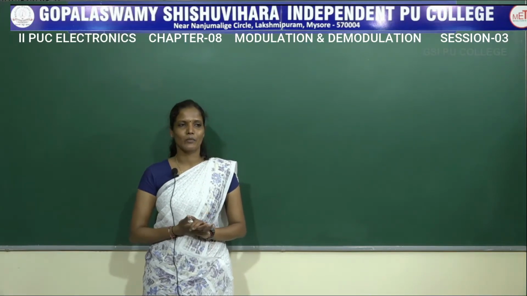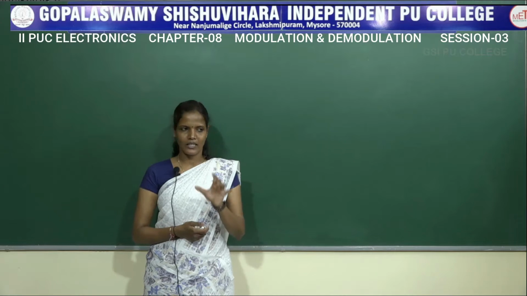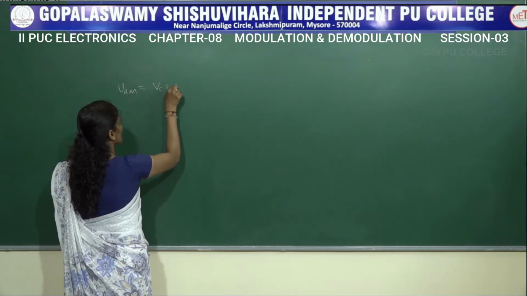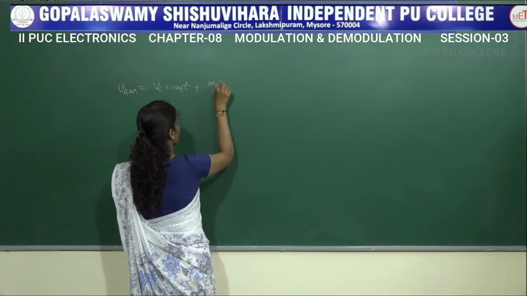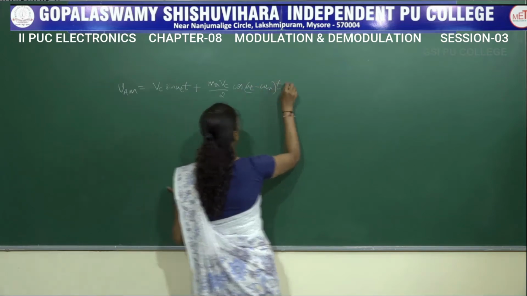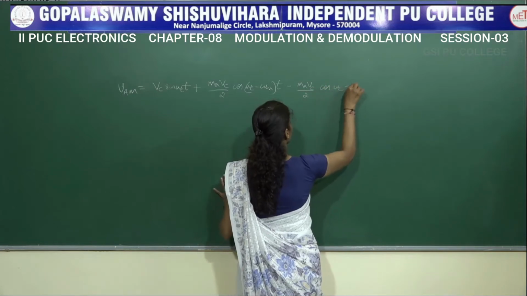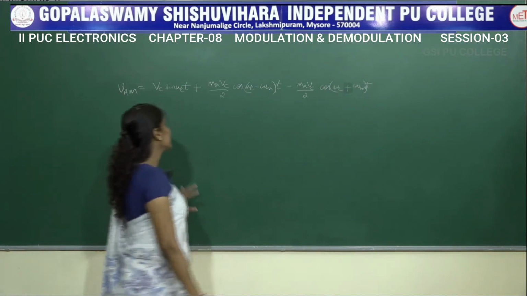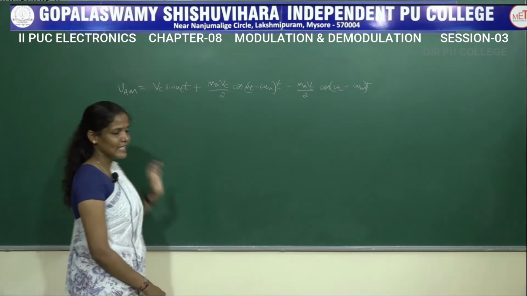In the last session we discussed the derivation of the instantaneous equation of an AM wave, that is VAM equals Vc sin omega Ct minus MAVC by 2 cos of omega C minus omega m of t, minus MAVC by 2 cos omega C plus omega m of t. This is the instantaneous equation of an amplitude modulated wave, which we derived in the last class.